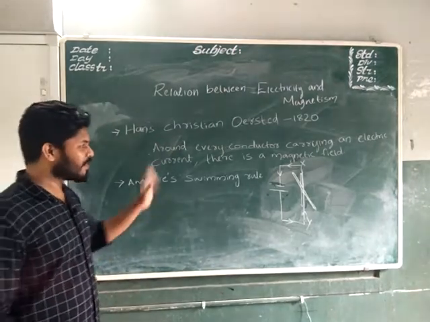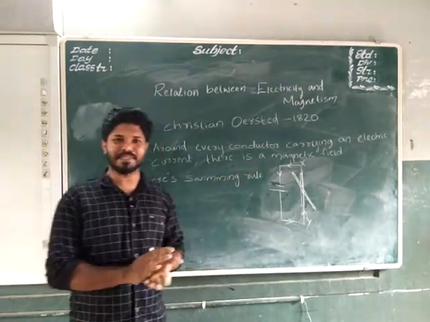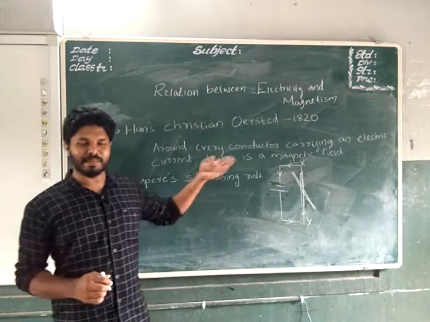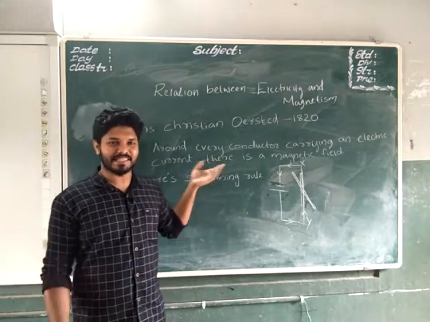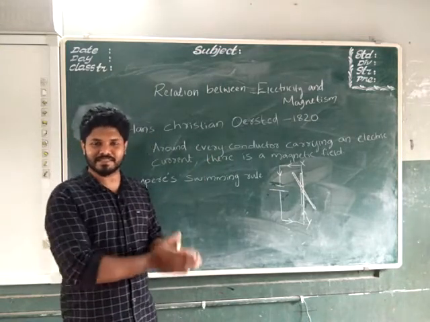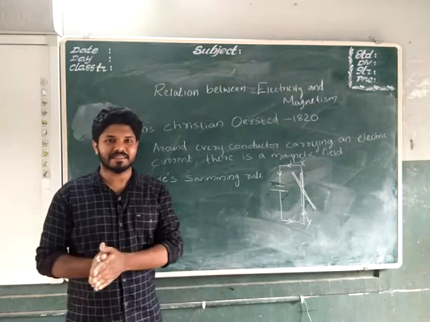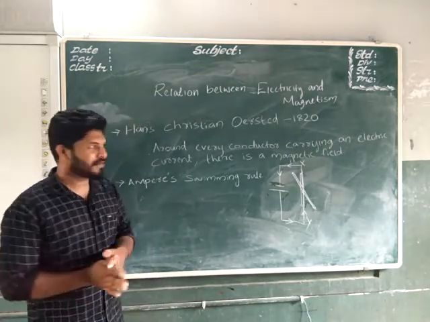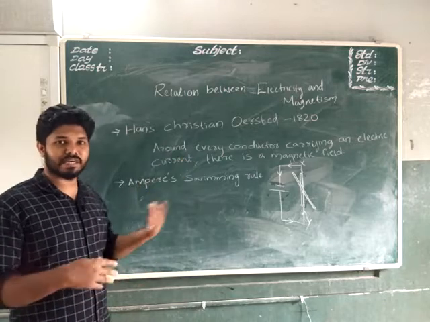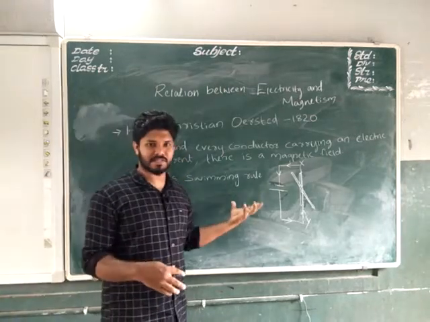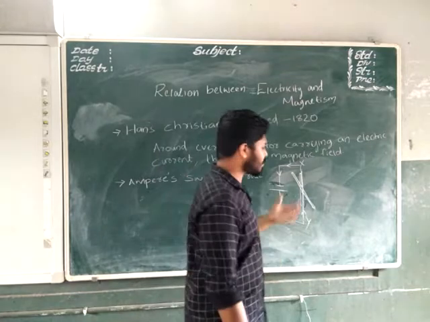That he concluded. And this conclusion is very important in the field of physics. Based on this fact, he found that there is a relationship between electricity and magnetism. Then many scientists, and he also, thought about what the reason for this deflection could be. So he found the answer for that.